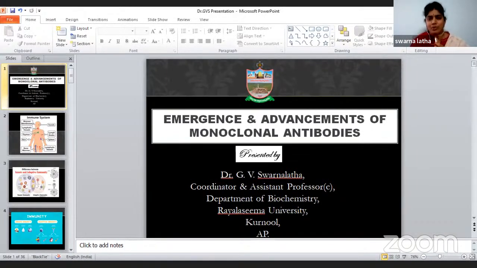My topic you're already familiar with: emergence and advancements of monoclonal antibodies. In this session, I'm going to explain how monoclonal antibodies have been developed and produced, how we can synthesize them, and in what way the research is progressing so that monoclonal antibodies can be used in therapeutics, in almost all diseases. That's all I'm going to cover.